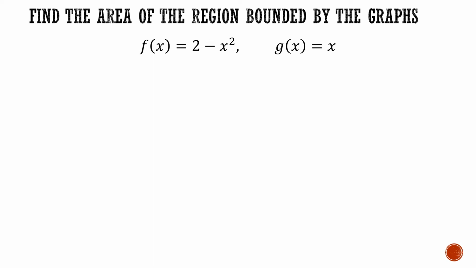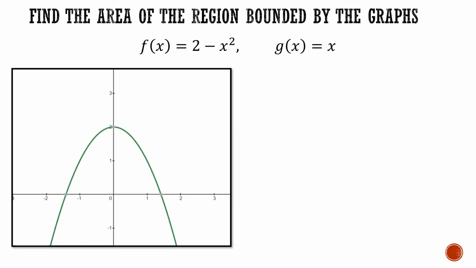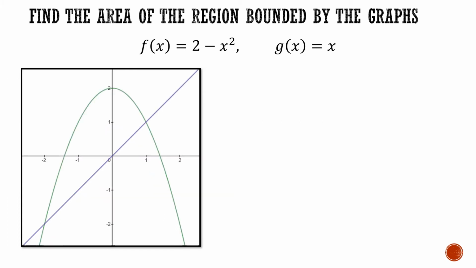All right, so for the next example, we have find the area of the region bounded by the graphs of f of x equals 2 minus x squared and g of x equals x. So again, just like before, I'm going to start by graphing. So graphing f of x, we know that that's a parabola facing downwards because it's negative, and the 2 tells me to go up 2. So I have something like this. All right, g of x equals x is just a linear equation going through the origin with the positive slope of 1. So I end up with something like this.